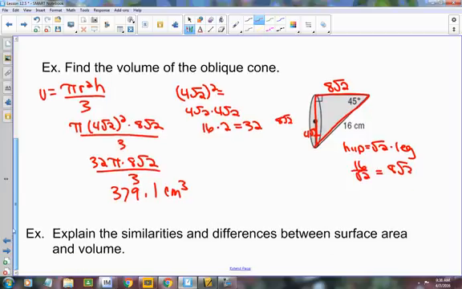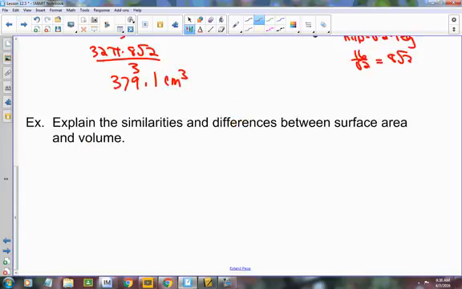Alright, now last little question here. If I asked you to explain the similarities and differences between surface area and volume, what would you say? What does surface area do? It covers the outside, right? All the exposed part. Okay, and what is it measured in? Square units, right? What does volume do? It fills it up on the inside, right? And it's measured in cubic units, right? Okay. All right, you guys should have your workbook pages.